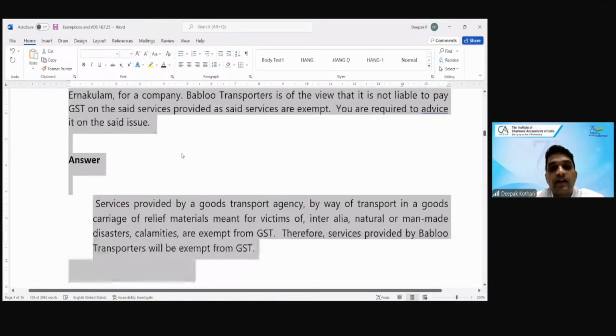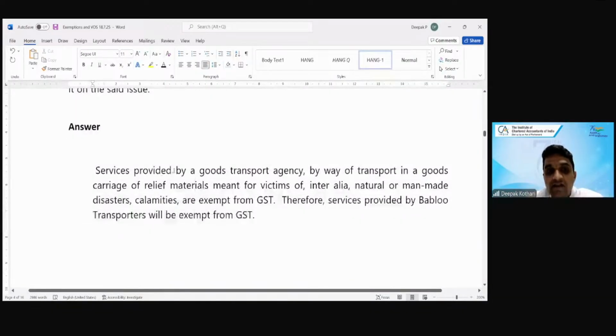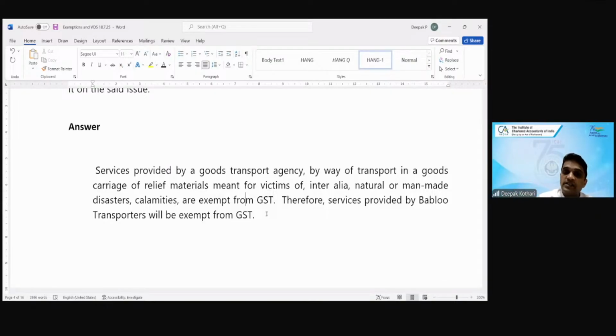So if somebody transports any relief materials, services provided by a goods transport agency by way of transport in a goods carriage of relief materials, which is meant for victims of any natural or man-made disaster calamities, are exempt from GST. So any relief materials, any milk products, any defense products, all of this are the specified category of the exemption wherein if a GTA is providing these specific services, then it will be exempt under GST. So one of those exemptions is relief materials. इस केस में relief materials transport हो रहे हैं, so that will be exempted.